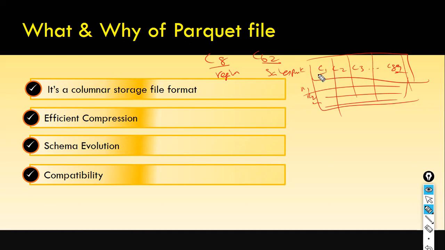And column 1 is something like the invoice number, then the product key, line item key, order number, and so on. But columns 8 and 62 are the region and sales amount. So in the case of row-based storage, you fire a query to select data only from region and sales amount: select region, sales amount from so-and-so table.